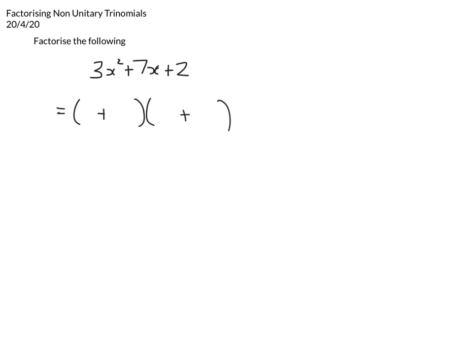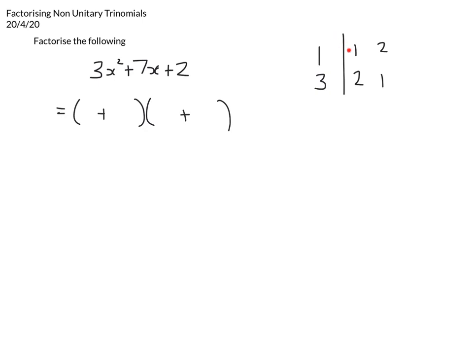Plus and plus. Because it is a non-unitary trinomial, because we've got the 3 here, our strategy is slightly different. What we do is we write down the factor pairs of 3, and then we draw a line. Then we write down the factor pairs of 2, and then we write every combination. So we could have 1 and 2, 2 and 1. Then what we do is we want to cross multiply and add to try and make 7.